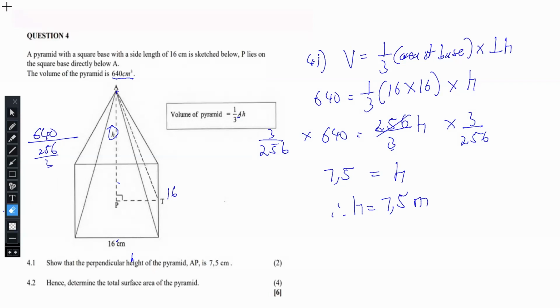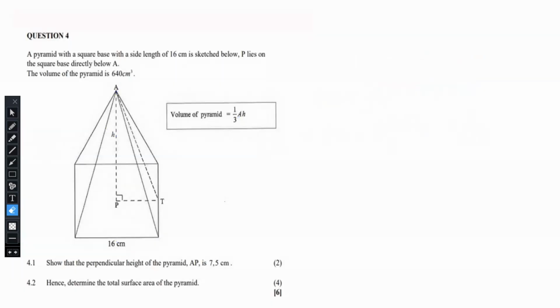And then in 4.2, they say hence determine the total surface area of the pyramid. Once a question says hence in maths, it simply means from whatever you have proven above, use that to continue solving this one. Now, we are not given the formula for the total surface area of the pyramid, which means they wanted you to know that.